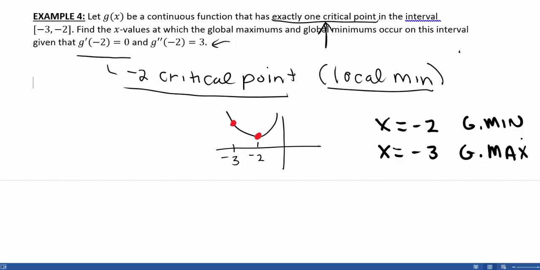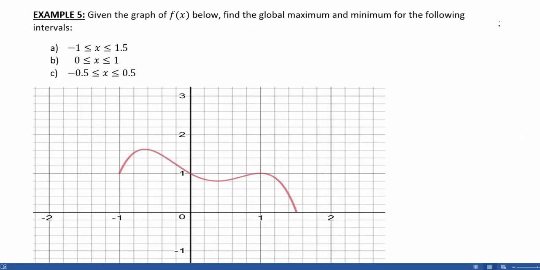Let's take a look at another example. Example 5. Given the graph of f of x below, find the global maximum and minimum for the following intervals. A, x between -1 and +1.5. So here, if we're considering the first interval, that's the entire graph. So the entire graph goes from -1 to +1.5.